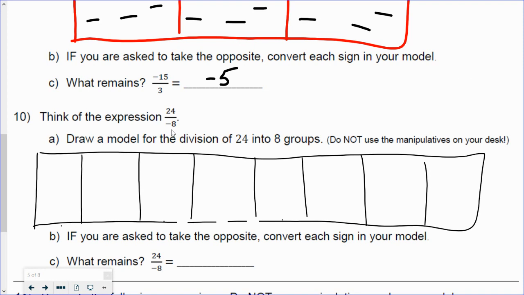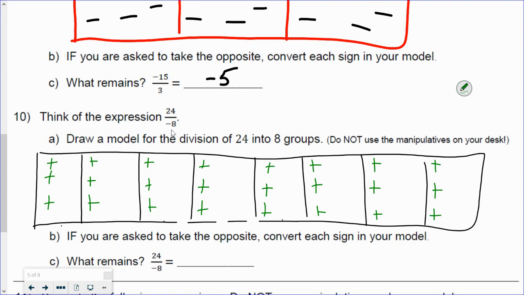So now we're going to go in and we're going to put 24 plus signs. Okay, so we got to split them up between each one. Okay, 1, 2, 3, 4, 5, 6, 7, 8. 1, 2, 3, 4, 5, 6, 7, 8. And one more to make our 24 total. Okay, so 8 times 3 is 24. So we see that we have 3 plus signs right now in each of our 8 groups.